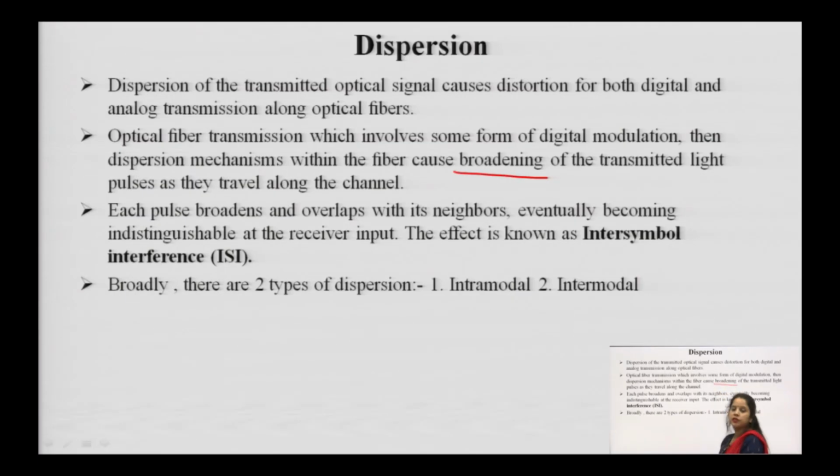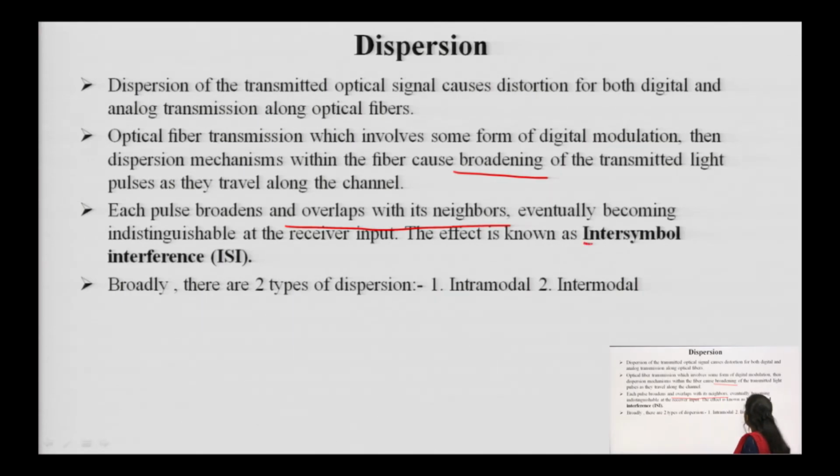That means whenever dispersion is involved, it causes broadening of the signal as it travels along the channel. If we go on increasing the distance between the transmitter end and the receiver end, the broadening goes on increasing. Each pulse broadens and overlaps with its neighbors, eventually becoming indistinguishable at the receiver input. What is happening? Each pulse broadens and gets overlapped with the adjacent pulse, and at the input terminal of the receiver end, it becomes difficult for us to distinguish between the two pulses because they overlap so much.